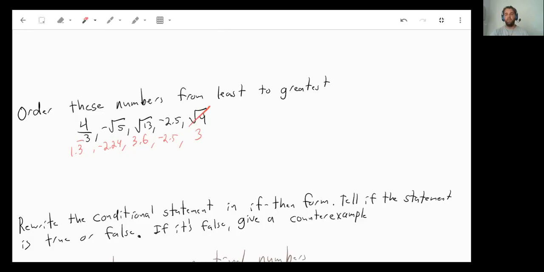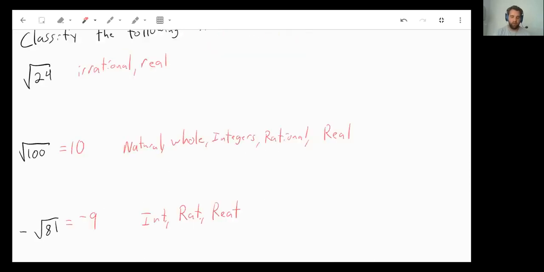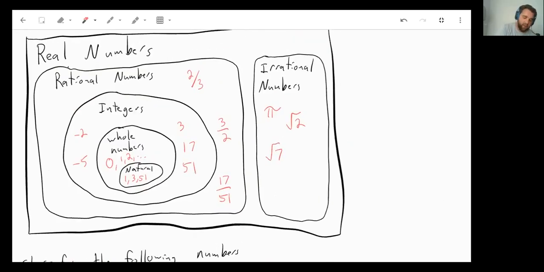Oh, that is something I forgot to mention. With your rational numbers, you can also have decimals that repeat. So even if it's like 1.123 and it repeats that 123, that is still a rational number. You can actually write that as a fraction. Or you could have a 1/3, which would be 0.3 repeating. That would also be a rational number.